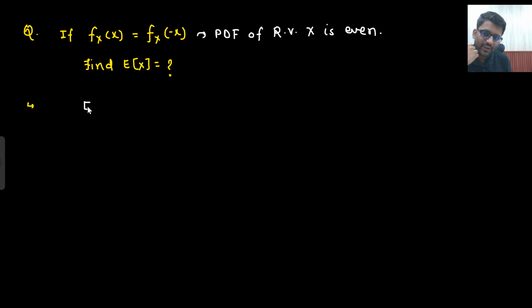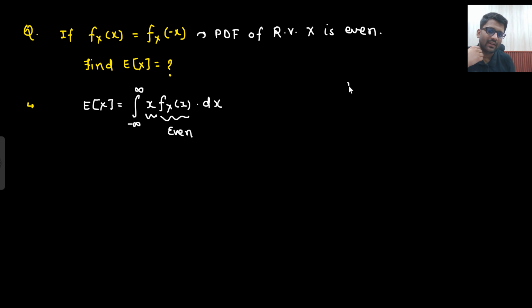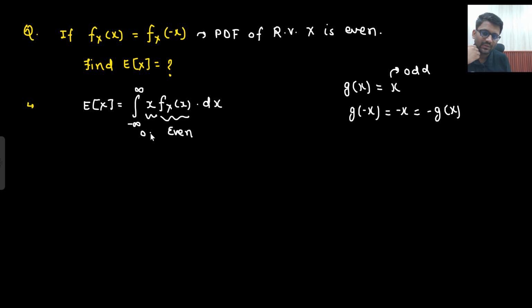So you need to find the expectation of x. So what will be your expectation of x? Minus infinity to infinity x fx of x dx. What is this? Even. And what is this? Basically, if I say my gx is equals to x, so this graph is even or odd? G of minus x will be equals to minus x. That means it is equals to minus gx. That means this is your odd. And do you remember odd multiplied with even? What that would be? Odd only.